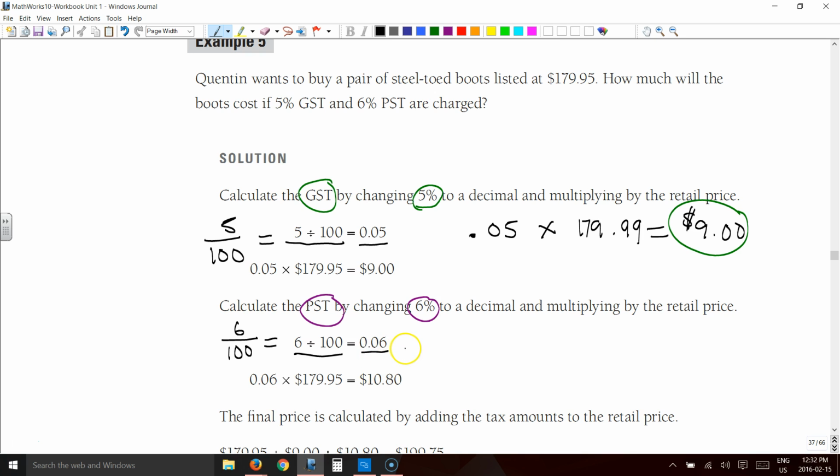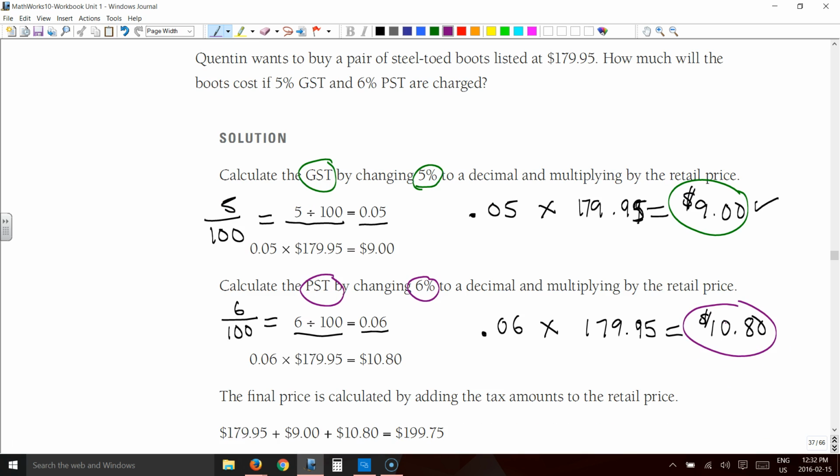Now, we're going to use that to calculate, so let's find 6% of 179.95. Sorry, that was supposed to be 179.95. I know this is still correct. It's all good. So once we do that calculation on our calculator, we get $10.80. And that is our calculation for the PST.